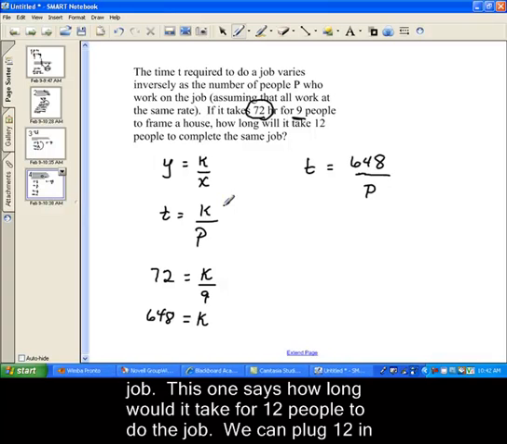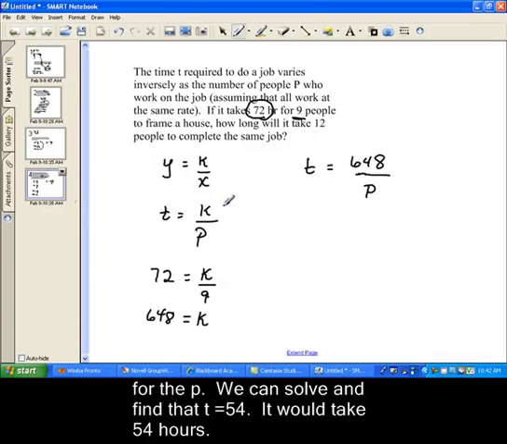Here's our new equation. We want to plug in what we've got. It says we have 12 people. So that's going to go in place of p. And 648 divided by 12 is 54. That means it would take 54 hours for 12 people to do this same job.